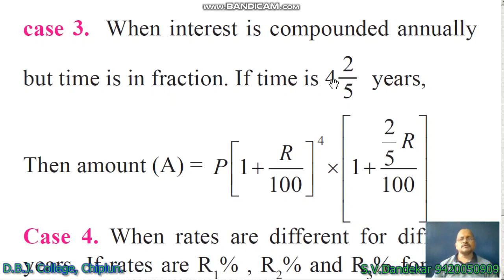If the time is 4 and 2 by 5 years, then amount A is equal to P into 1 plus R by 100 raised to 4 into 1 plus 2R by 5 upon 100. This fractional part is for the last year rate of interest. We take it for this.